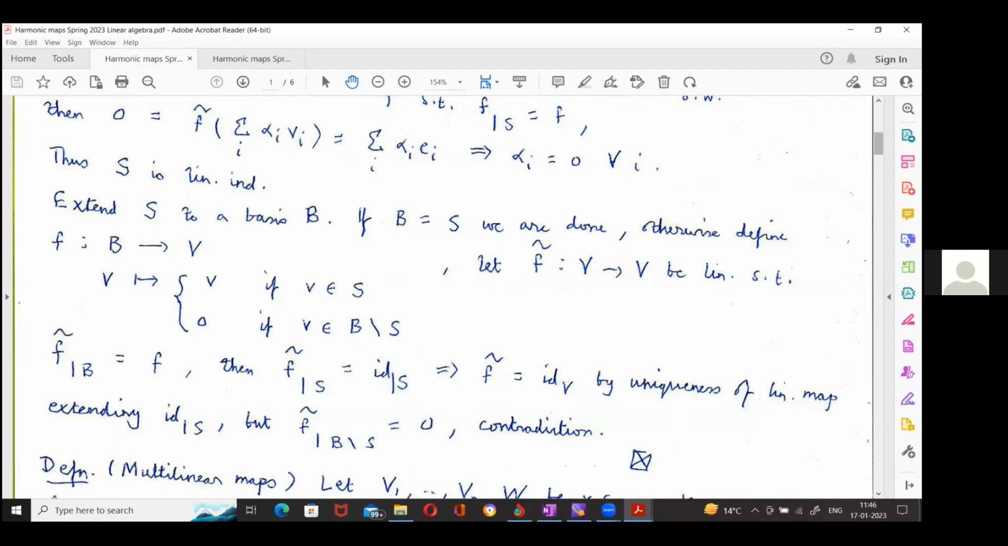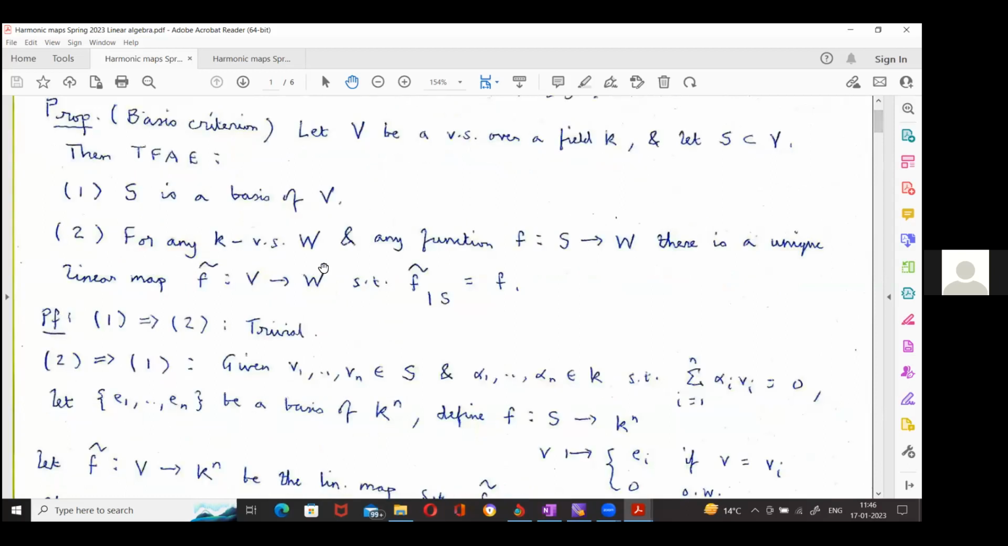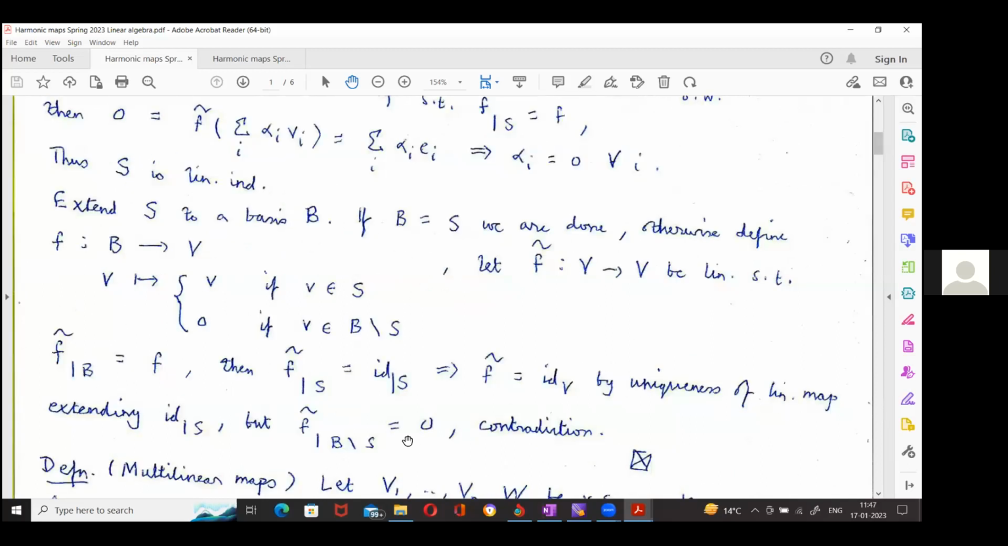But S satisfies the hypothesis that any function on S extends to a unique linear map. So the identity map of S extends to the identity map of V. But here we're getting another extension of the identity map, so that also has to equal the identity map of V. By uniqueness of the extension, F tilde has to equal the identity of V, but F tilde restricted to B minus S is 0 by definition. That's a contradiction. Is that okay?